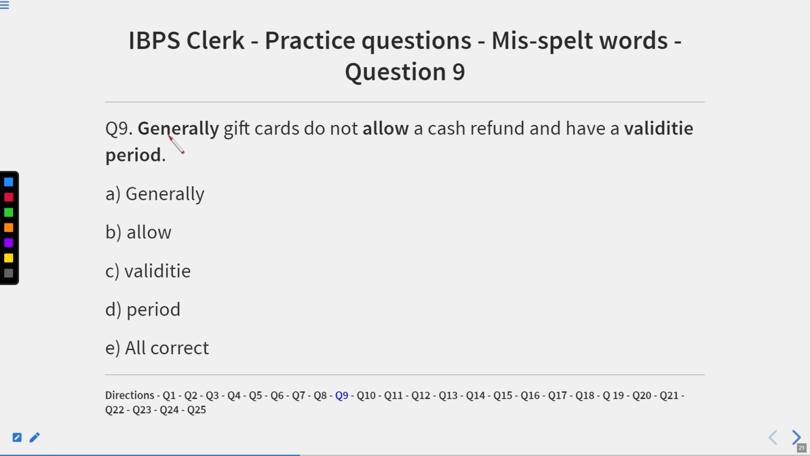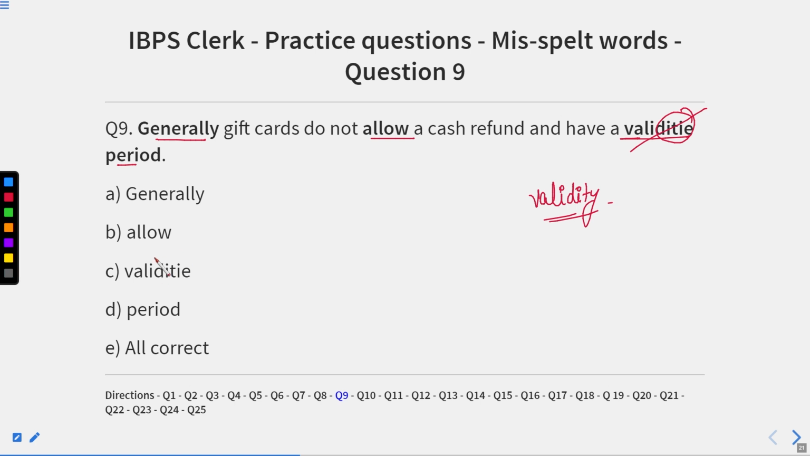Now if we see the spelling of generally, G-E-N-E-R-A-L-L-Y, this is absolutely correct. After that we have another word, allow, A-L-L-O-W, this spelling is also correct. After that we have a word validity. Now the spelling of validity is incorrect. It should be V-A-L-I-D-I-T-Y, whereas it is written over here as V-A-L-I-D-I-T-I-E. So the spelling of validity is incorrect. The spelling of word period is P-E-R-I-O-D, which is absolutely correct over here.